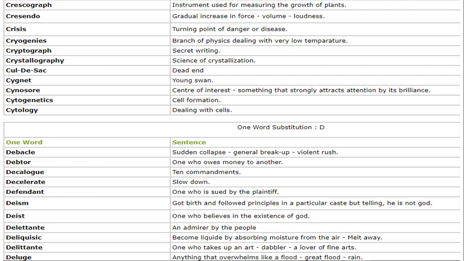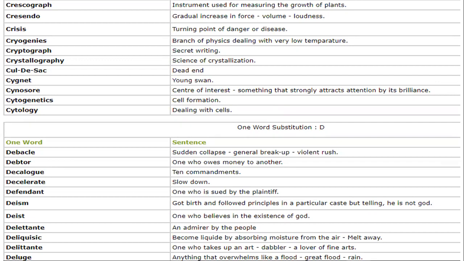Then, crisis, turning point of danger or disease. Crescendo, that is increase in force, volume, loudness. Cryogenics, branch of physics dealing with very low temperature. Cryptograph. Cryptograph is secret writing.